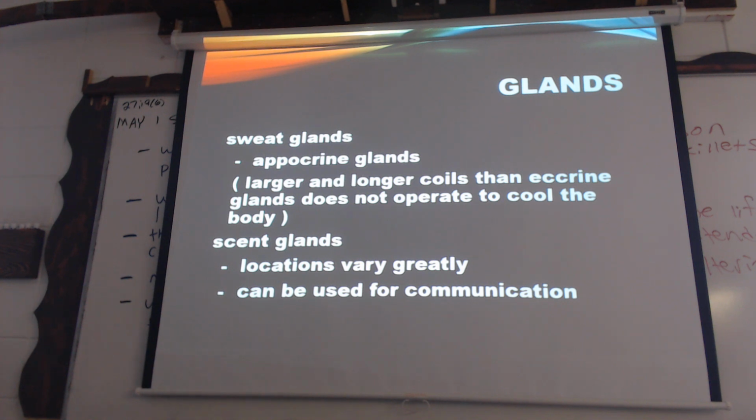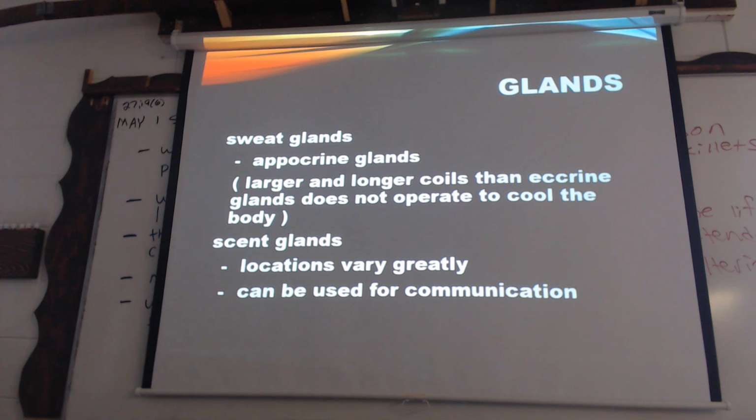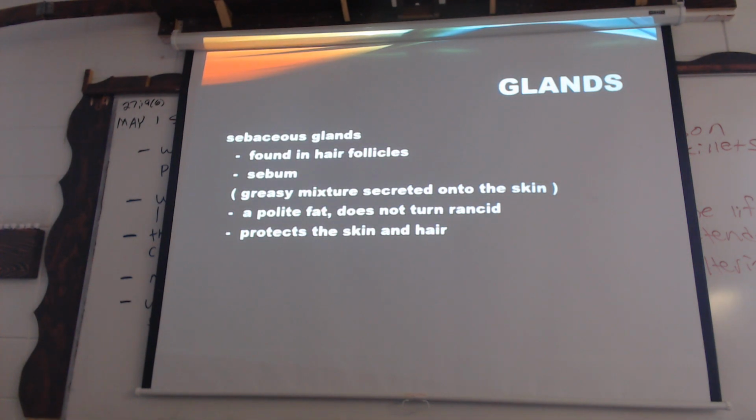Let's see here. Where are we at for time? Up to 14 minutes. Of course, there is one more gland left, and it's probably eccrine, apocrine. Is it sebaceous glands, I think? Yeah. Is that what's next? Yes. Oh, yep.